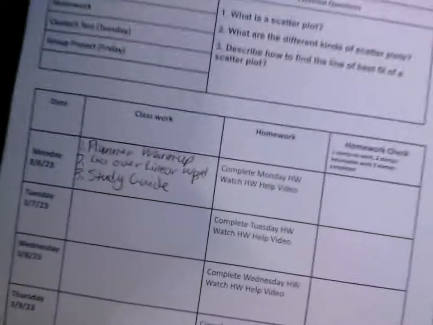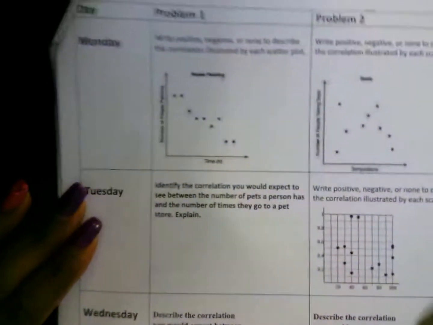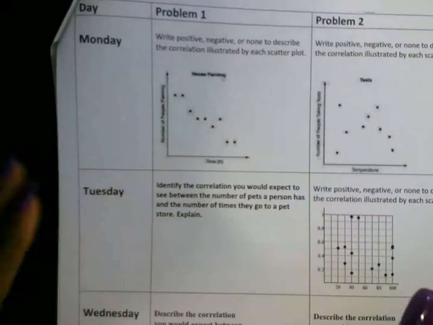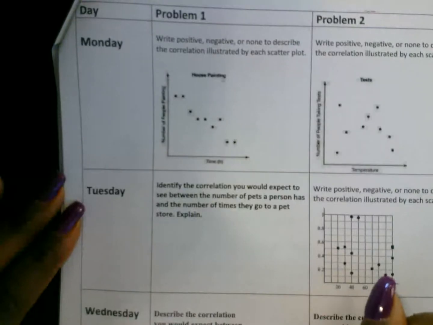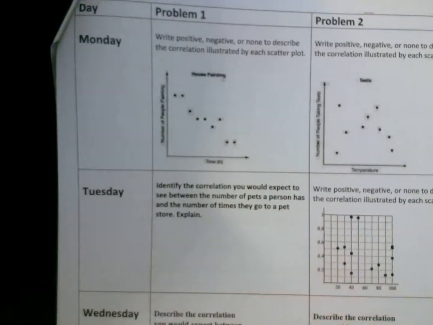Okay, let's look at the warm-up. We'll do the warm-up. This is a scatter plot. A scatter plot is a comparison of two quantities. You graph ordered pairs, you graph your X, you graph your Y, and the points do not necessarily form a straight line. They may have a linear relationship.